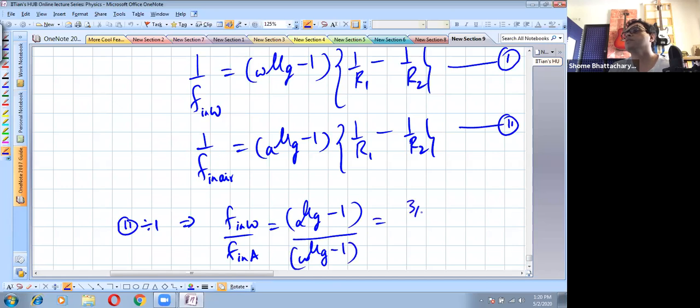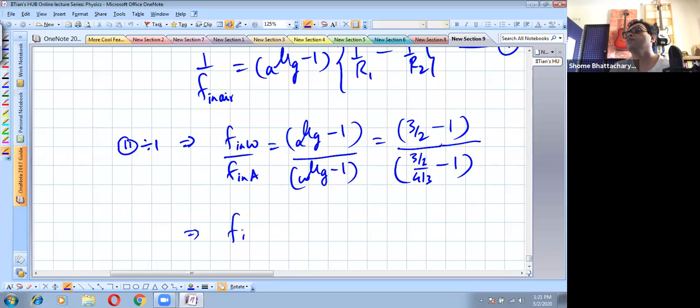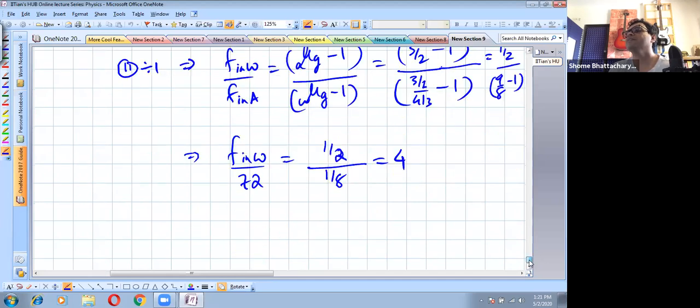So this is 3/2 minus 1 divided by, this will become 3/2 divided by 4/3. So this is a very convenient way of doing this calculation. So focal length in water divided by 72 centimeters is half divided by 9/8 minus 1. That's 1/8. That's 4. So you can see the focal length is significantly increasing.